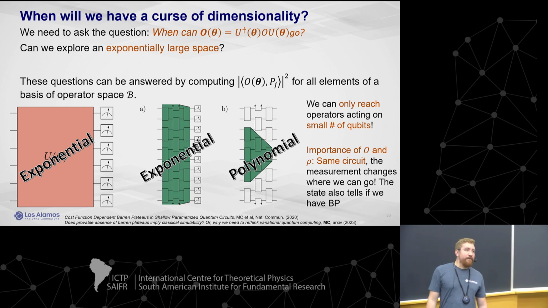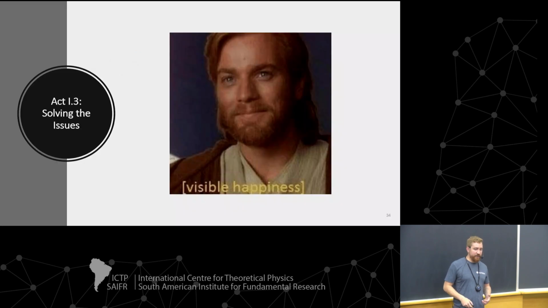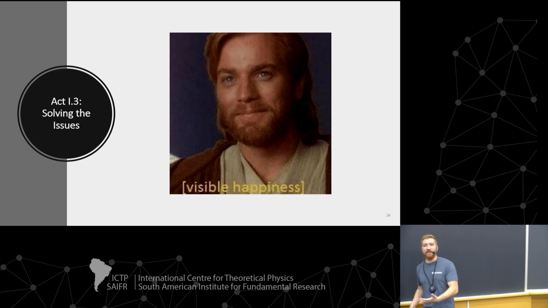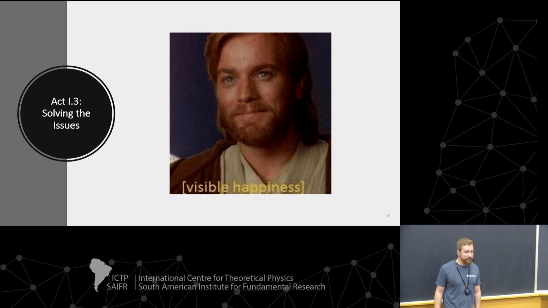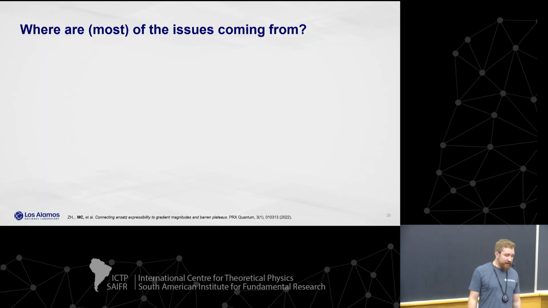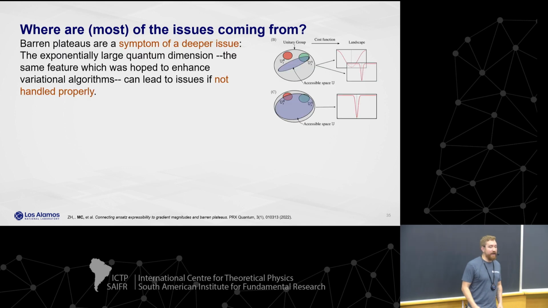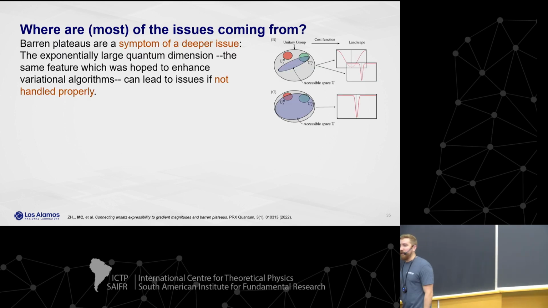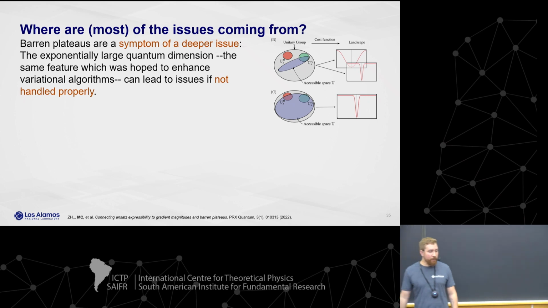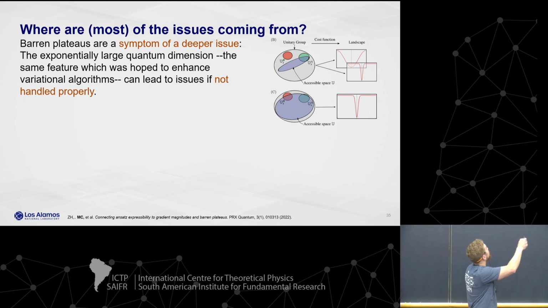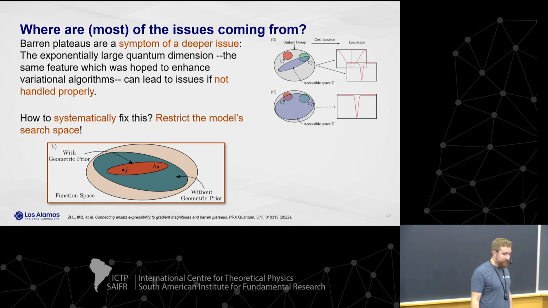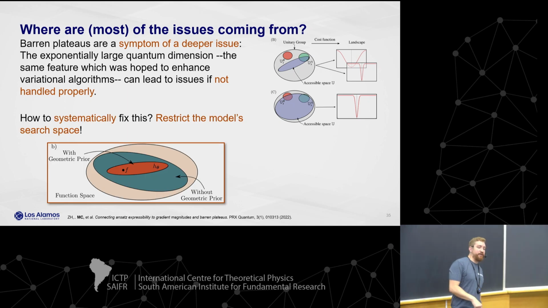So for now, we were at this point, and we wanted to ask the question, how can we solve the problems? Can we actually solve all of those issues that are appearing from Barren plateaus? And once we identify where most of the issues are coming from, which, as we said, is just a problem that we have this exponentially large space, and we might not be handling it properly. And we already know that if we explore too much space, this might have a Barren plateau. So we say, well, let's systematically restrict the model search space.